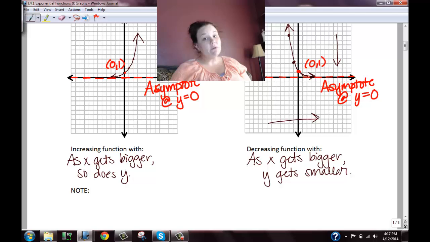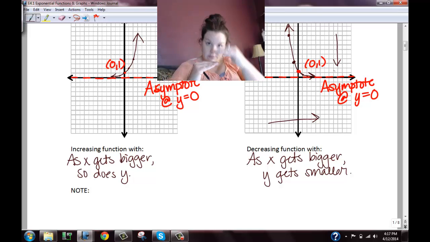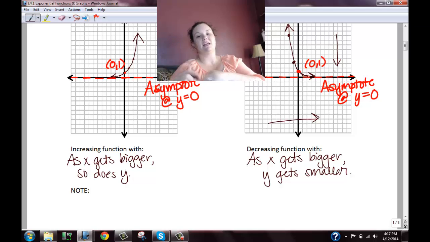Now they're not actually going to equal 0 and they're not going to get negative, but they're going to keep going lower and lower because we're going to keep getting smaller and smaller fractions, as infinitely close to 0 as we can get.